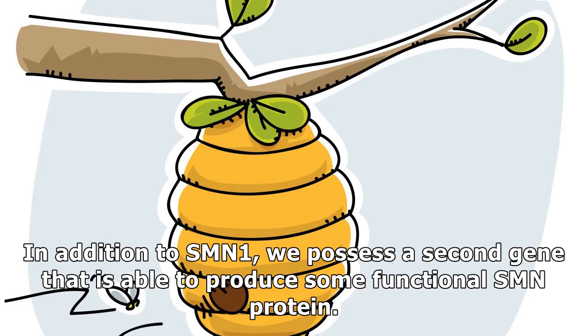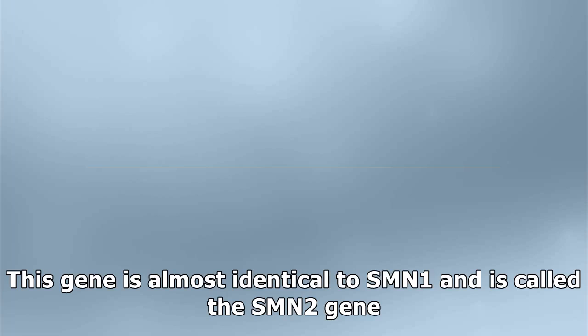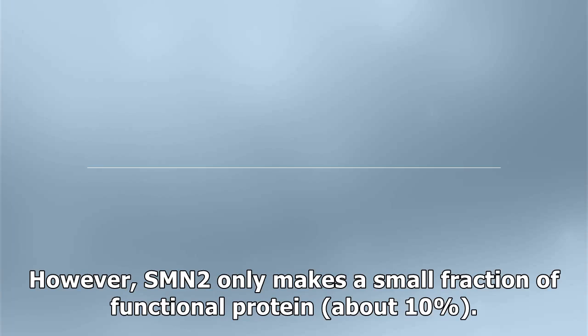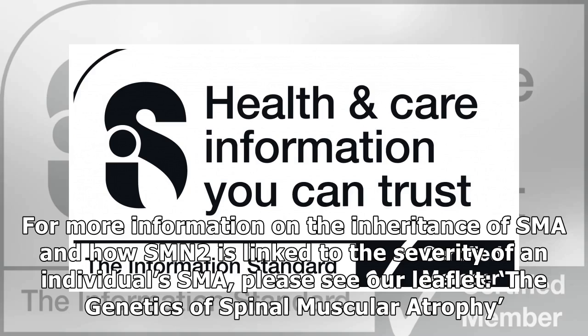In addition to SMN1, we possess a second gene that is able to produce some functional SMN protein. This gene is almost identical to SMN1 and is called the SMN2 gene. However, SMN2 only makes a small fraction of functional protein, about 10%. For more information on the inheritance of SMA and how SMN2 is linked to the severity of an individual's SMA, please see our leaflet, The Genetics of Spinal Muscular Atrophy.